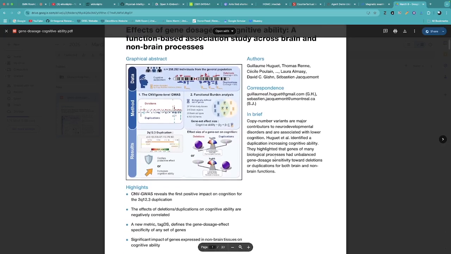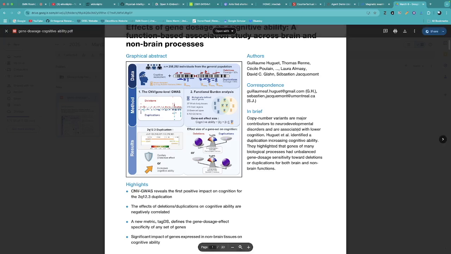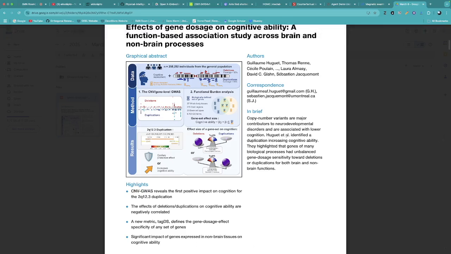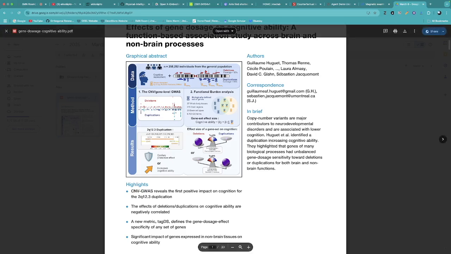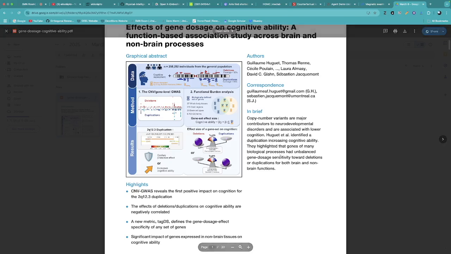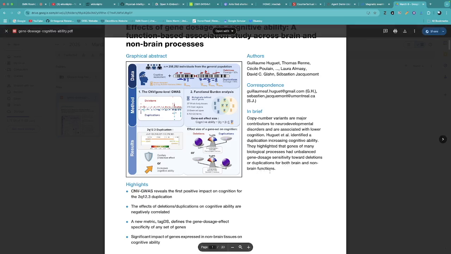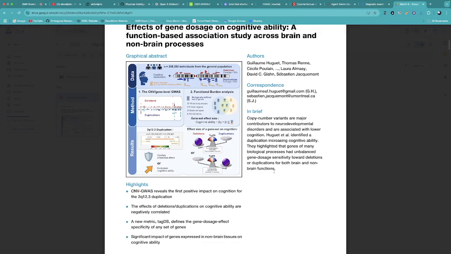In brief, it reads: copy number variants are major contributors to neurodevelopmental disorders and are associated with lower cognition. Huang et al. identified a duplication with an increase in cognitive ability. They highlighted that genes of many biological processes had unbalanced gene dosage sensitivities towards deletions or duplications for both brain and non-brain functions. So they're looking at this large group of people. They're doing a cognitive assessment. They're doing a gene-wide association scan. They're looking for these copy number variants. They look at the copy number variants in terms of deletions and duplications.